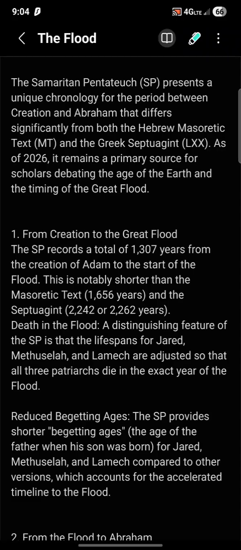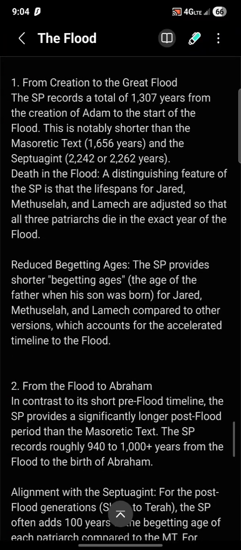Now, Mashpaka, let's talk about the Samaritan Pentateuch and how its chronology involves Noah's Ark, the flood, and pre-flood events. The Samaritan Pentateuch represents a unique chronology for the period between creation and Abraham that differs significantly from both the Hebrew Masoretic text and the Greek Septuagint. As of 2026, it remains a primary source for scholars debating the age of the earth and the timing of the Great Flood. From creation to the Great Flood, the Samaritan Pentateuch records a total of 1,307 years from the creation of Adam to the start of the flood. This is notably shorter than the Masoretic text and the Septuagint text.